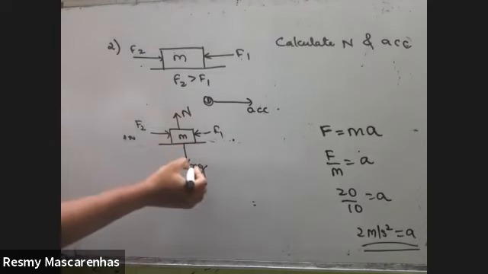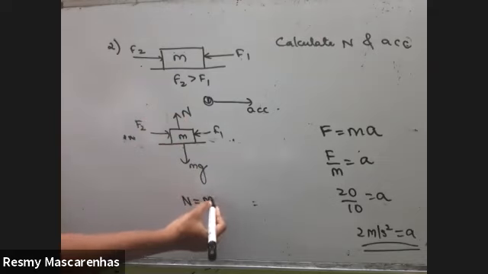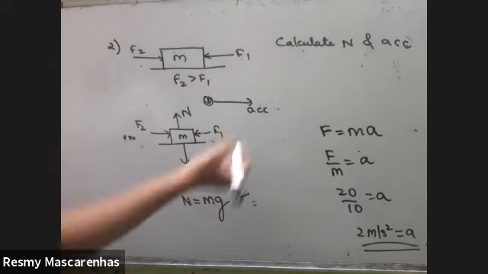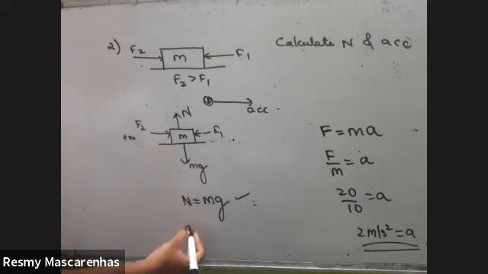I will calculate the normal. Normal will be straight away equal to m into g. So if the mass is given, you have to directly calculate, multiplied by g, given as 9.8 or 10, whichever has been asked. So this is your first thing. And now here, force is equal to mass into acceleration.